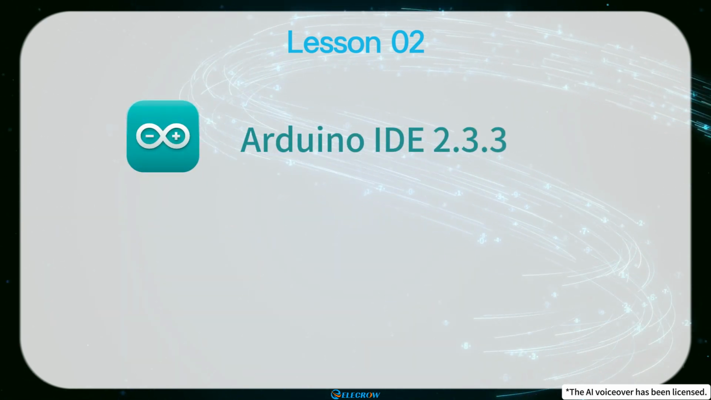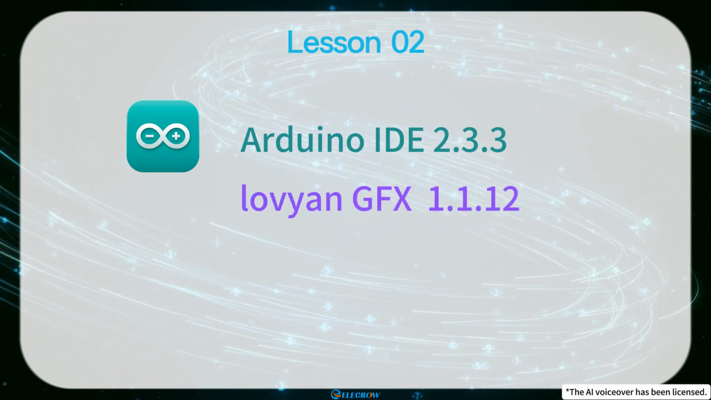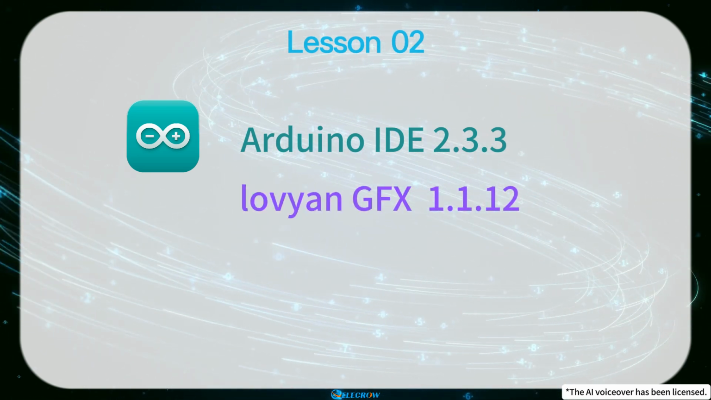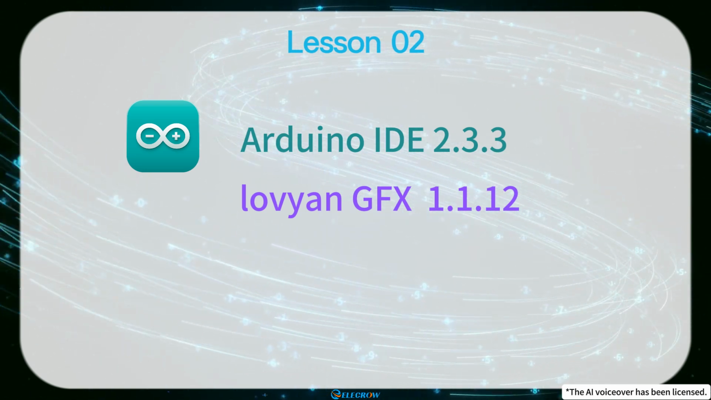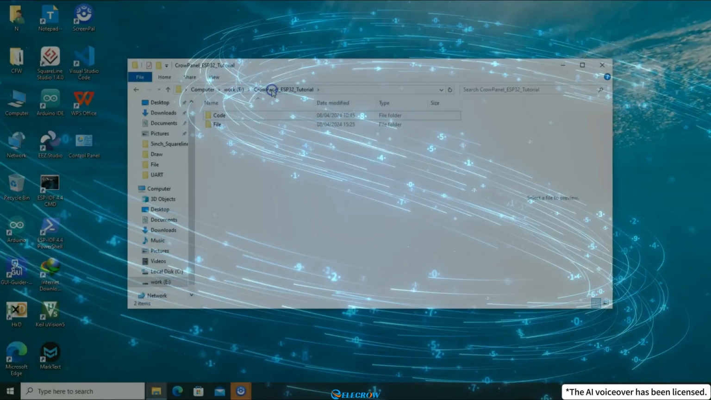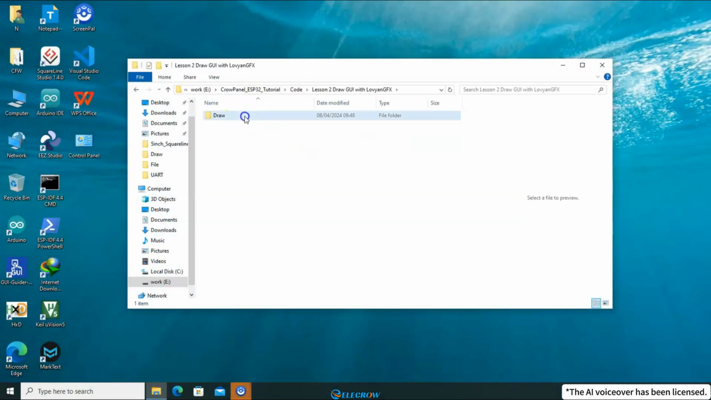This course uses the compiler Arduino IDE 2.3.3. Download LovyanGFX library version 1.1.12. Open the course file and navigate to the code used in the second lesson. Once you've found it, open it.